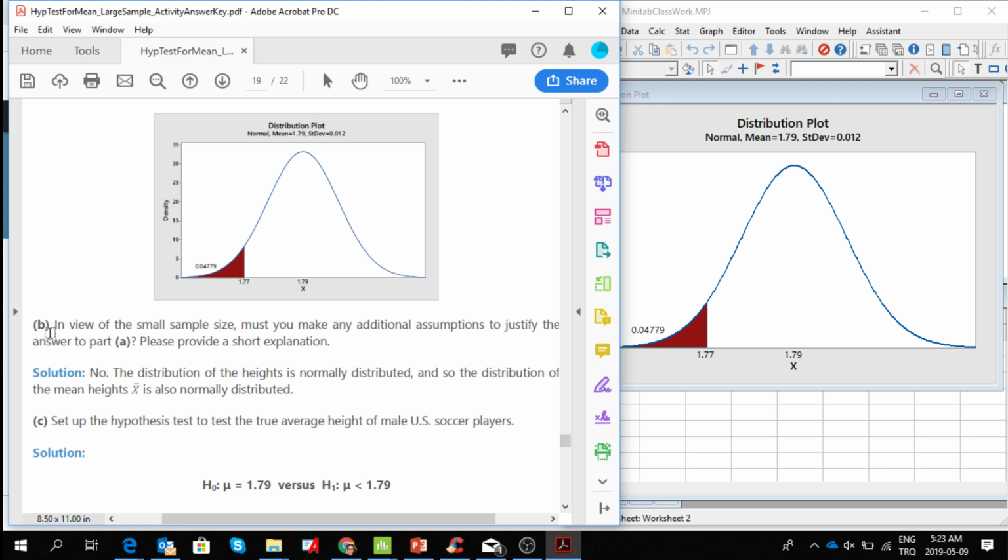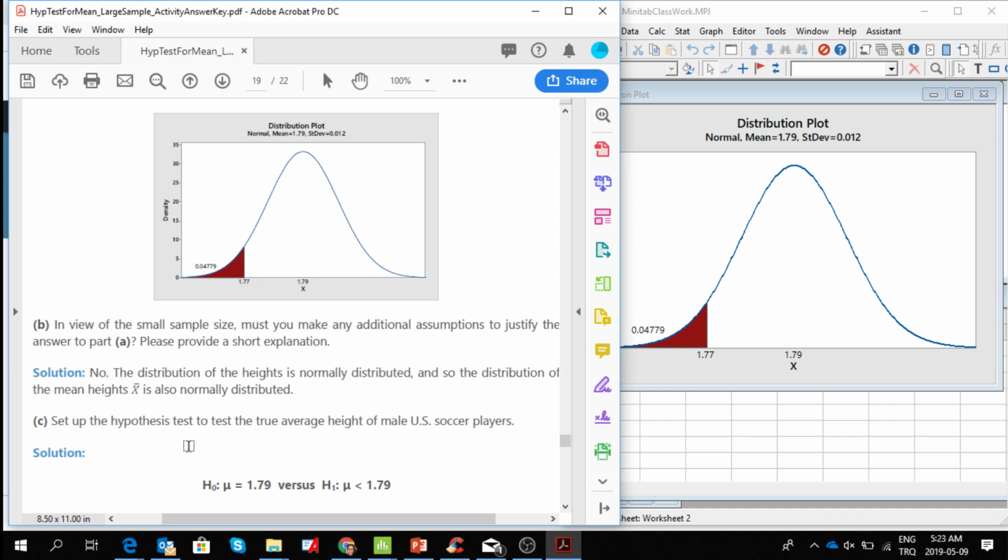So in question B, in view of the small sample size, must you make any additional assumptions to justify the answer to part A? Please provide a short explanation. The answer is no. The reason is we already know X is normally distributed. Hence X bar is also normally distributed. Therefore we don't need to make any other assumptions.